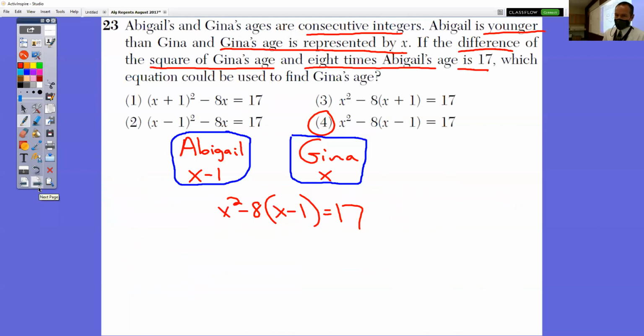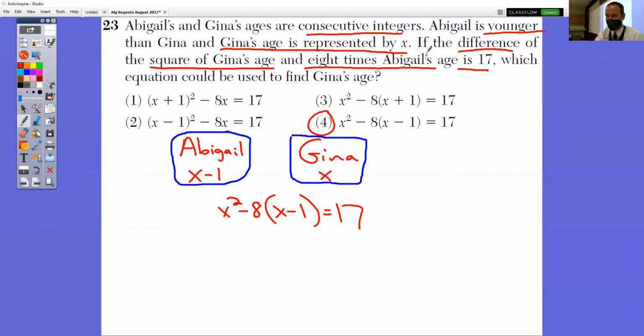In question number 23, this one gets a little bit wordy. Abigail's and Gina's ages are consecutive integers. Abigail is younger than Gina, and Gina's age is represented by X. So stopping right there, not reading the rest of it yet. Gina's age is represented by X. Notice what I have in this blue square here. Gina's age is X. Well, if they have to be consecutive and Abigail is younger than Gina, it would be Gina's age -1, because that will give you those consecutive numbers. So this is for Abigail, this is for Gina.